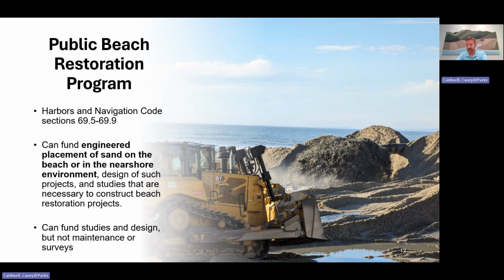So the second program I'll discuss is the Public Beach Restoration Program. Also established in statute, this program has a more limited focus than the Shoreline Erosion Control Program. This program assists with the engineered placement of sand on the beach or in the near shore environment, and it can support related activities like engineering and design and studies. However, we can't fund post-construction maintenance, and we also can't fund general beach condition surveys through this program unless they're necessary for the eventual construction of a specific identifiable beach restoration project or a strategic sediment management project.